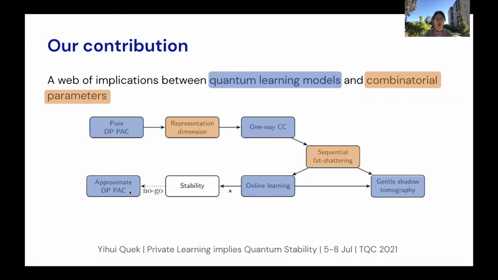We also prove a no-go theorem from this notion of stability, which classically is an algorithmic notion that's been shown to be intimately linked to differential privacy. And this last implication here basically doesn't go through.